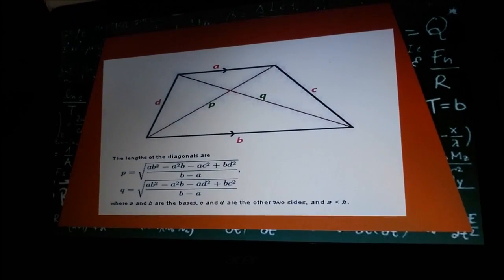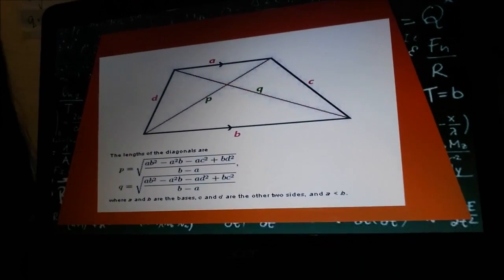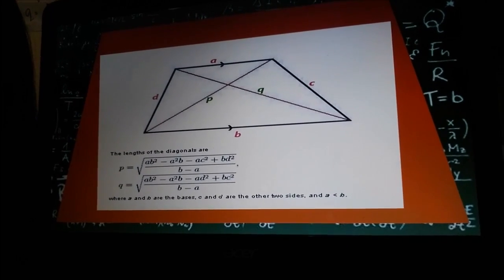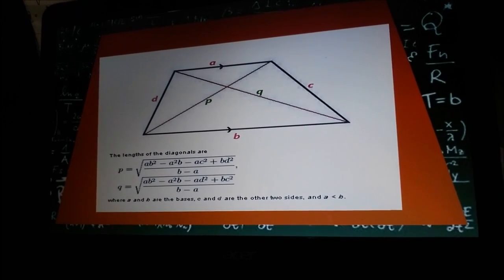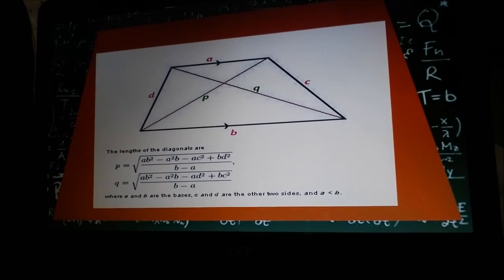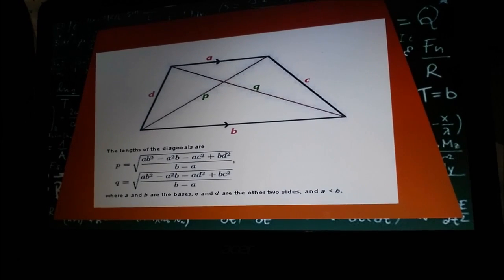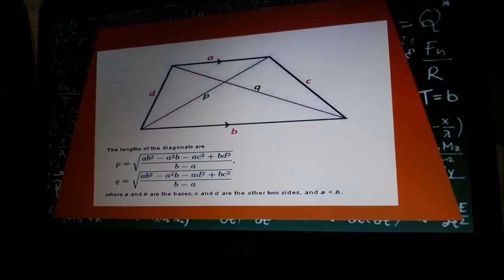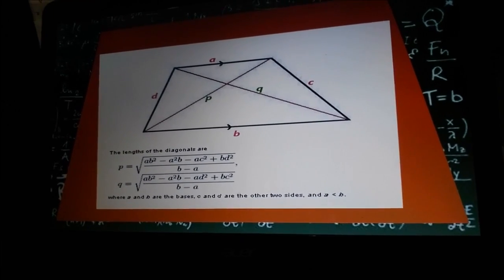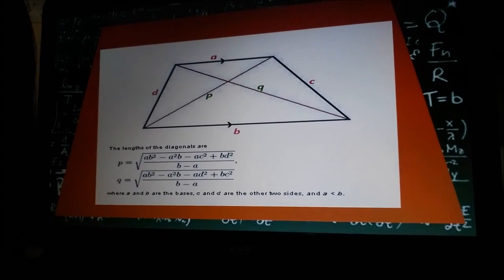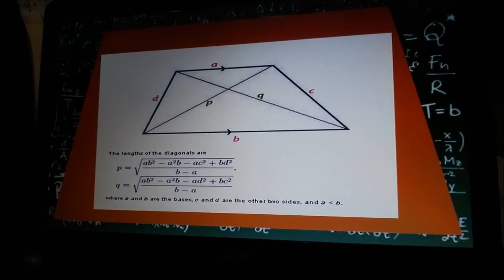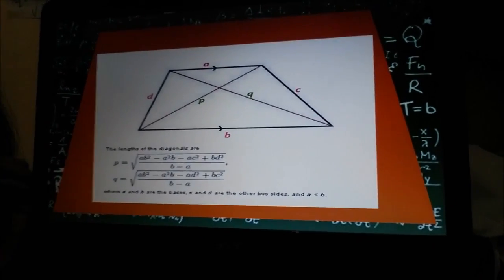The lengths of the diagonals are: P is equal to the square root of AB squared minus A squared B minus AC squared plus BD squared all over B minus A. Q is equal to the square root of AB squared minus A squared B minus AD squared plus BC squared all over B minus A, where A and B are the bases, C and D are the other two sides, and A is less than B.